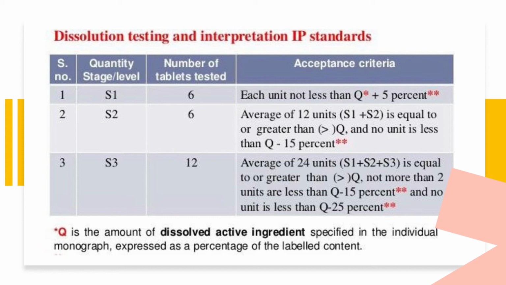So you find that the 24 units are greater than Q, and not more than 2 units are less than Q minus 15%, and no unit is less than Q minus 25%. If it is adhering to this acceptance criteria, your batch is passing the test for dissolution study.